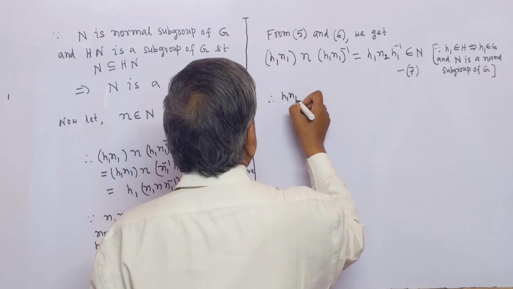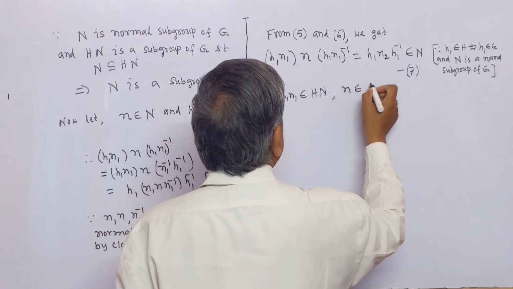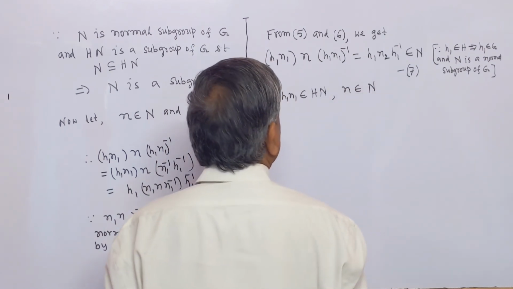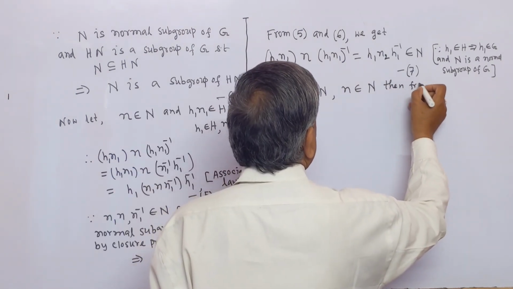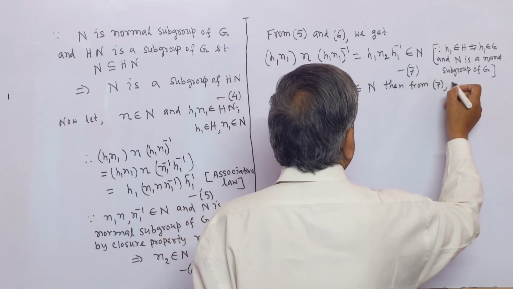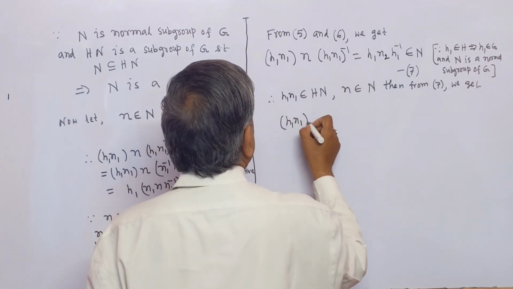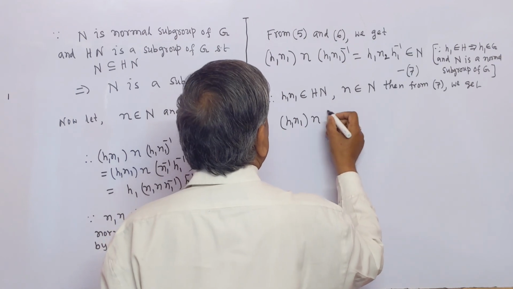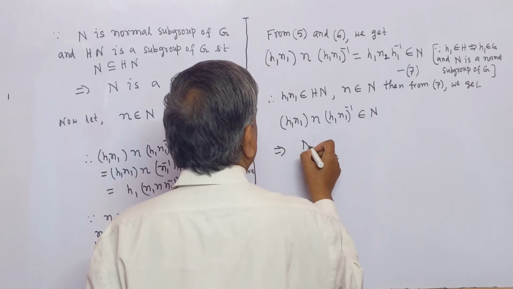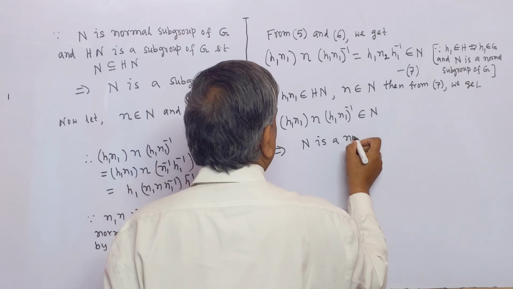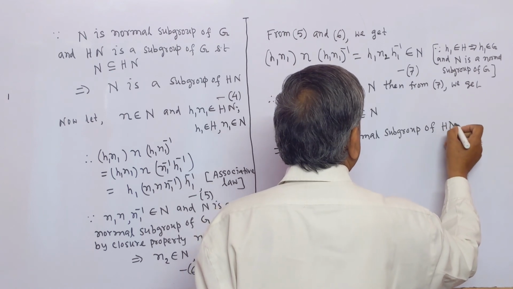Therefore, h1 n1 belongs to HN, n belongs to capital N, normal subgroup N. Then from 7 we get h1 n1 n (h1 n1) inverse belongs to N, implies that N is a normal subgroup of HN. Proved.